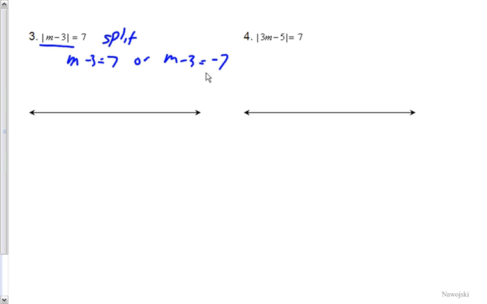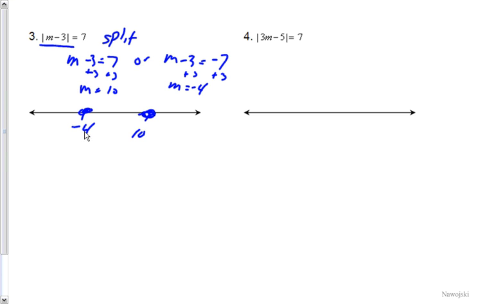Okay, so let's take a look. Add 3 to both sides here, and you add 3 to both sides here. Notice how I had it equal to itself, and then one where it was its opposite, equal to the negative. m equals now 10, or m equals -4. All right, so a little different. -4, 10. Okay, those are our solutions.